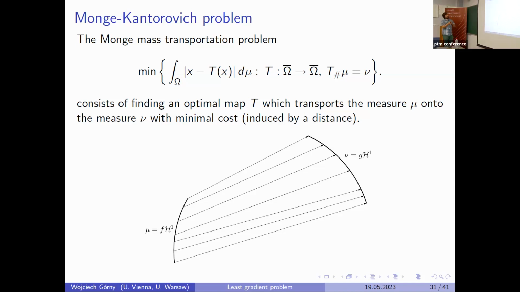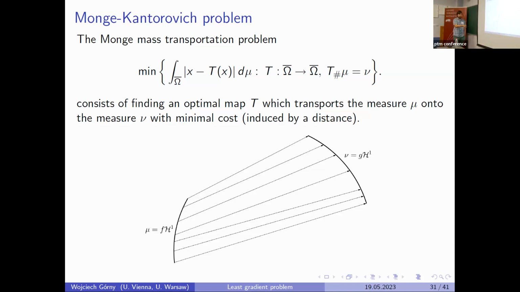So in the original formulation due to Monge, we have one measure and the second measure. In the Monge formulation, these were measures with density with respect to the Lebesgue measure, and you want to find the map which transforms one measure to the other, which minimizes the cost which is given by the distance. So for every point x, we associate a point T of x. We take the distance between these two points and we integrate this over the initial measure.